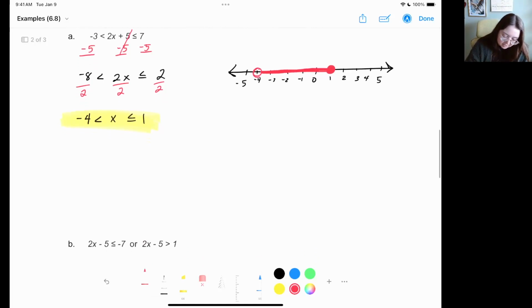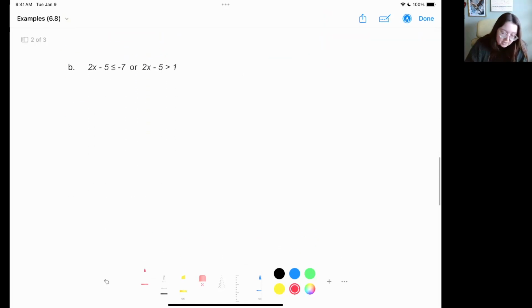So all right, let's go ahead and go on to B. We have 2x minus 5 is less than or equal to -7, or 2x minus 5 is greater than 1. So the or separates our 2 inequalities, which really just makes this 2 separate inequalities. We're just going to solve each one of them, and we're going to graph them together. So to solve the one on the right, 2x minus 5 is less than or equal to -7, we can go ahead and add 5 to both sides to get rid of it. That gets rid of it there on the left.